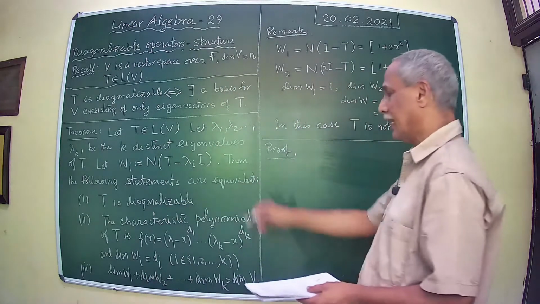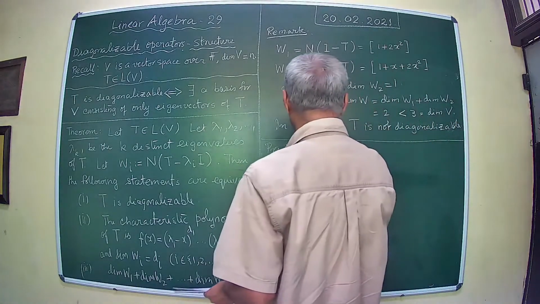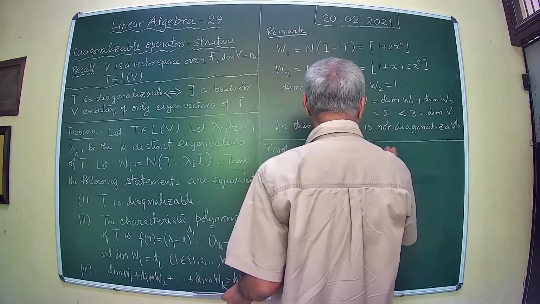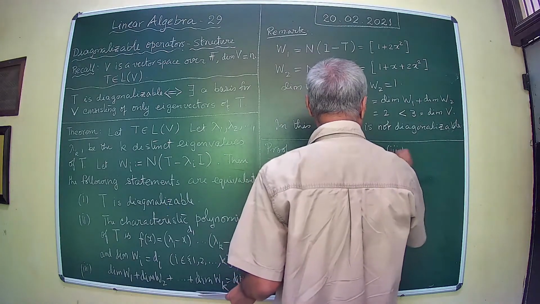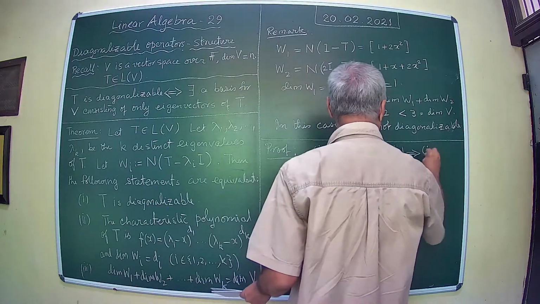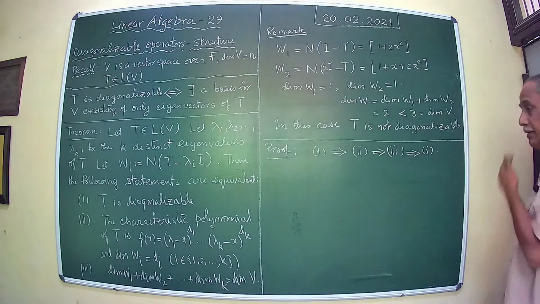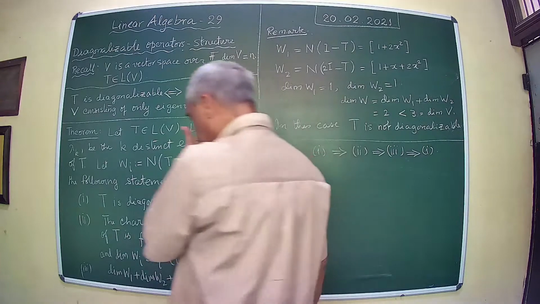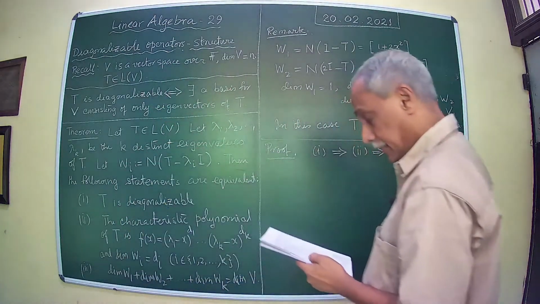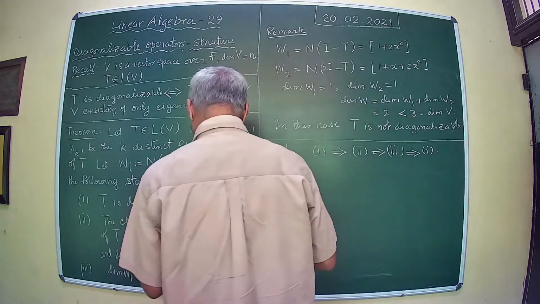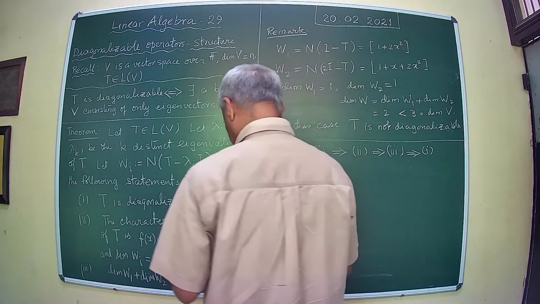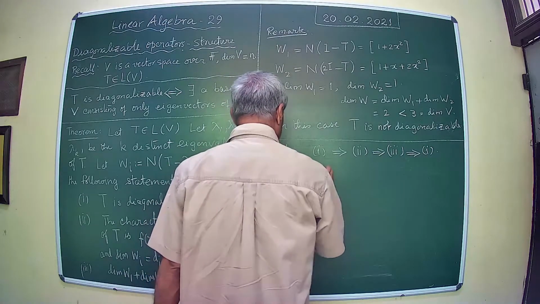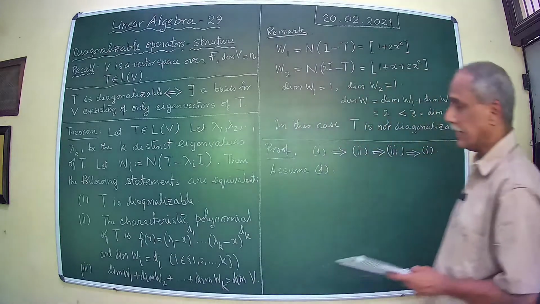Assume, see, this is how we do it cyclically. Usually we do it like this. This is one of the methods. Then each statement implies the other. So this is the strategy that we are going to adopt. Okay, so we assume what? That means T is diagonalizable.